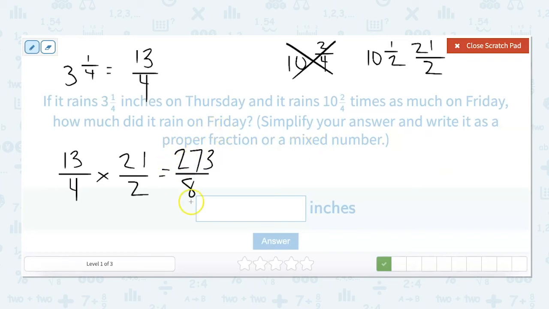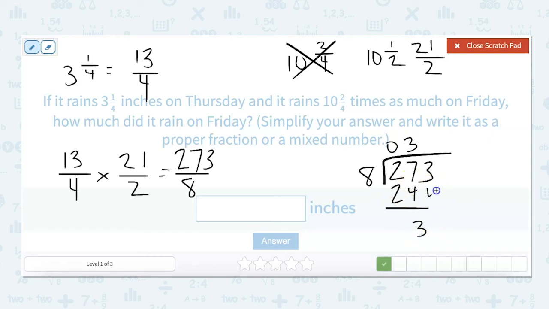Okay, and then we need to get this back to a mixed number or a proper fraction, but it's not going to be a proper fraction, so we've got to get it to a mixed number. So we're going to divide 273 divided by 8. Just to clarify, these are our steps to multiply mixed numbers. Now we're trying to find our answer as a mixed number. So 8 can't go into 2, but 8 does go into 27 3 times. 8 times 3 is 24. And then you bring down the 3.